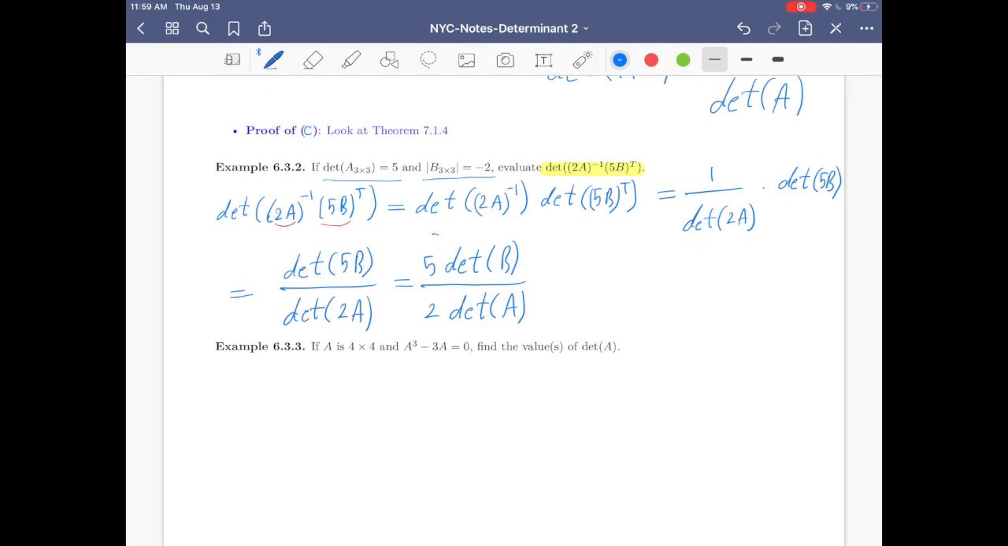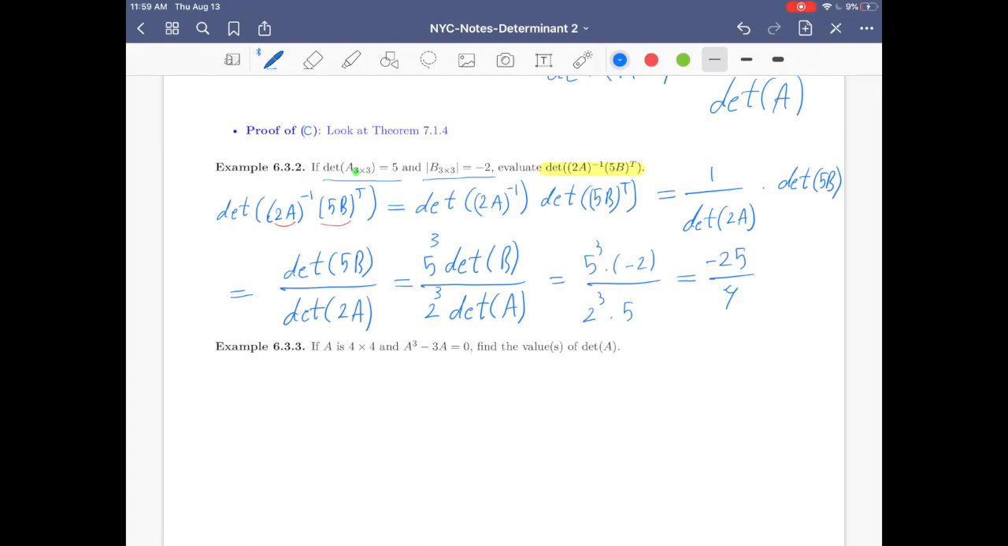We have to raise 5 to the size of the determinant, because right here we have a 3 by 3, because of that 3 here. And then this becomes 5 cubed, the determinant of B is -2, and then 2 cubed, the determinant of A is 5. And then if you simplify, you get minus 25 over 4. Good.